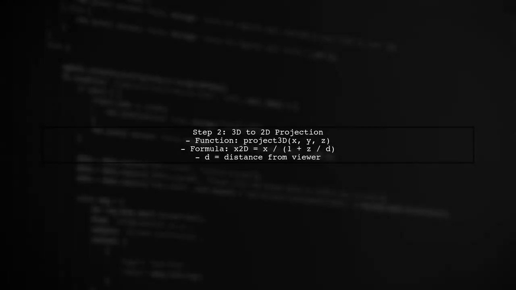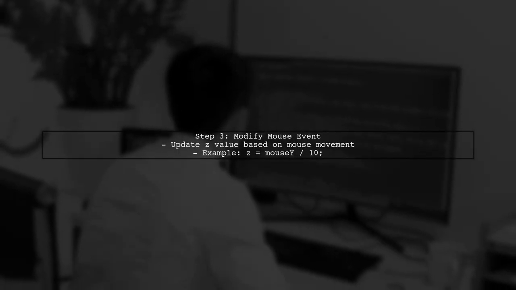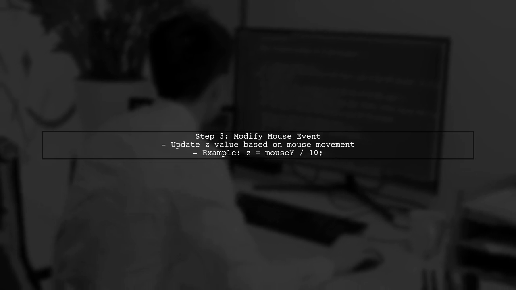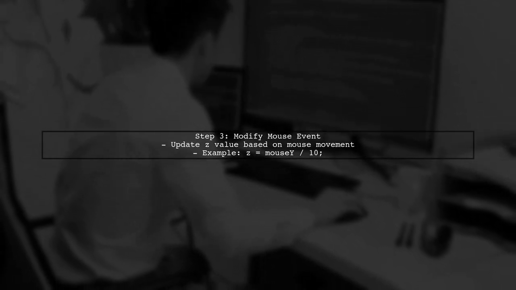Next, we will create a function to project 3D coordinates onto our 2D canvas. This involves converting the 3D coordinates into 2D coordinates using a simple perspective formula. Now let's modify the mouse event to include the z-axis. We can simulate the z-axis by changing the z-value based on mouse movements or predefined values.